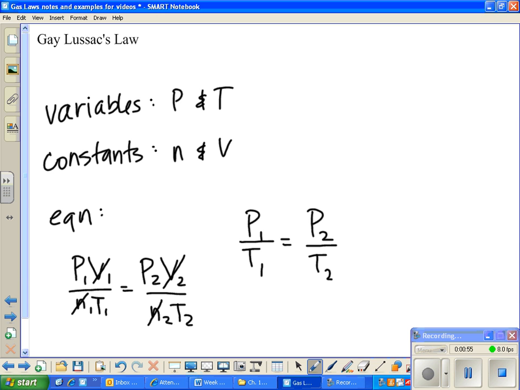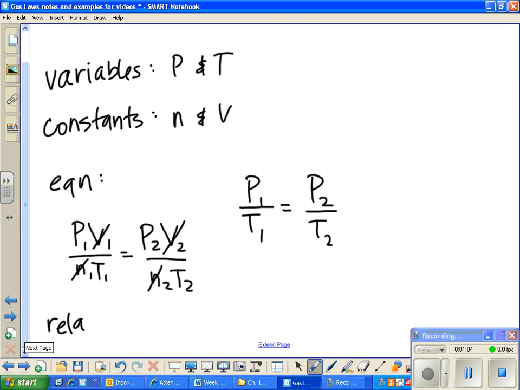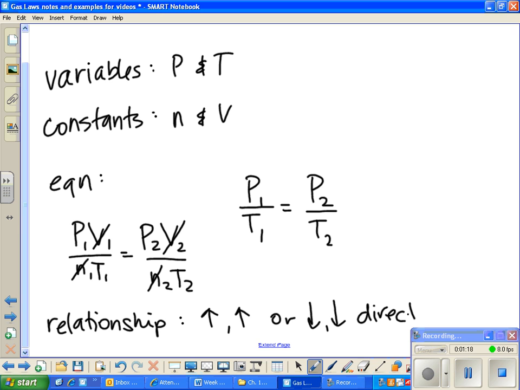This relationship, as one goes up in this case, the other would also have to go up in order to get the same answer, to get the same constant. So as one increases, the other increases, or vice versa, which means that this is a direct relationship.